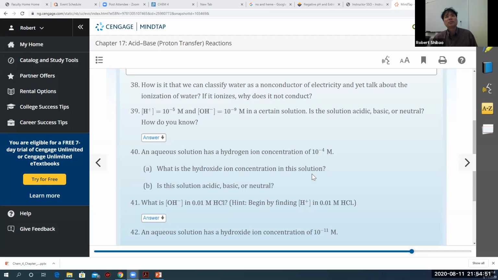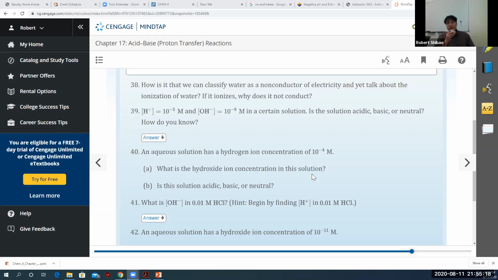Number 39, H plus is 10 to the minus 5. They didn't have to tell us the OH minus because it's got to be 10 to the minus 9, because the H plus times OH minus is equal to 10 to the minus 14. So minus 5 and minus 9 gives me minus 14. If I look at the power, the pH is 5, the pOH is 9. The pH 5 plus pOH 9 gives me 14.